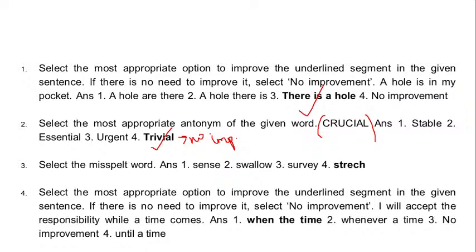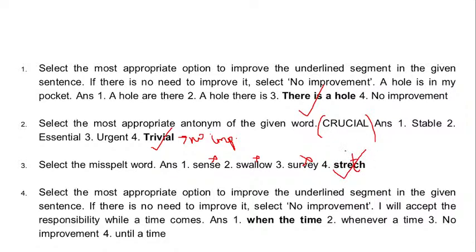Number 3 is a misspelled word. When you study vocabulary, make sure you also study spellings properly, because spellings are very important and you get questions on spellings. So you have to understand which is the wrong one. Sense is not your answer, the entire word is correct. Swallow is also not your answer. Survey is not your answer, but stretch is your answer, because you get a T here.